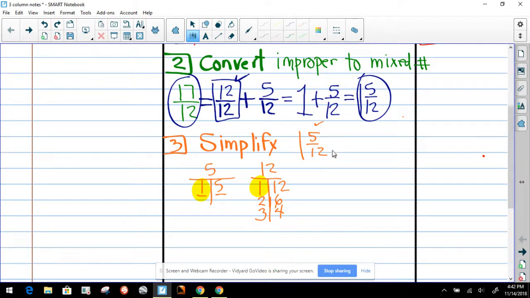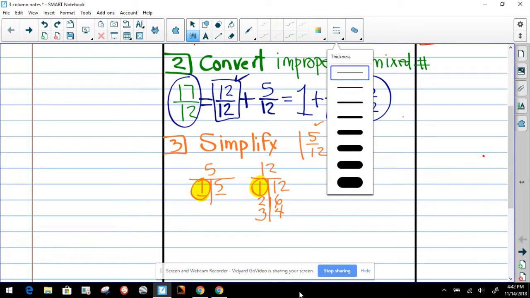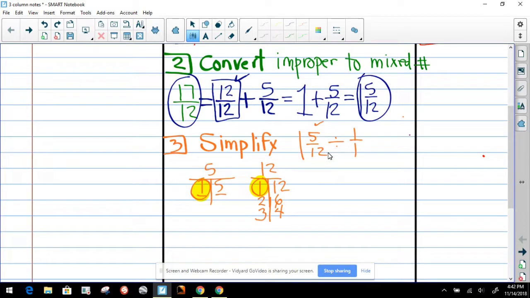As a matter of fact, let me show you. Let's say because they share this common factor, then we can see that if you use the factor, the 1 stays the same. You say 5 divided by 1 equals 5, and 12 divided by 1 equals 12. So it doesn't change anything, because any number divided by 1 gives you the same number.